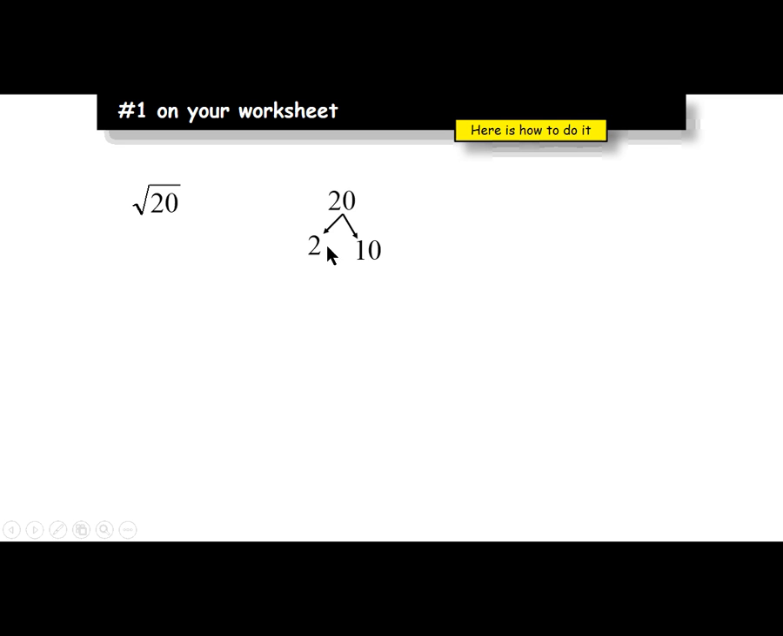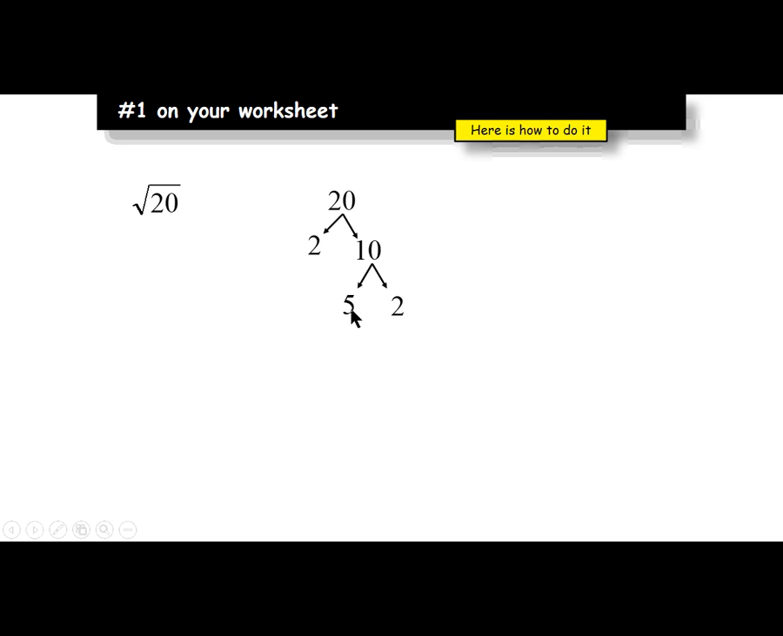That would work just fine as well, because once you've done this, you break down these numbers again if you can. 2 can only be broken down as 2 times 1. That doesn't help. So if it can't come up with unique numbers, different numbers to get here, then we stop. But 10, we can break down 10. That's 5 times 2. If you started off by making 20 as 4 times 5, you'll end up with the same 3 numbers at the bottom of your factor tree anyway.